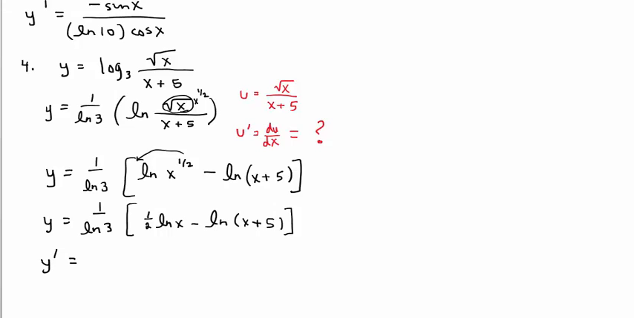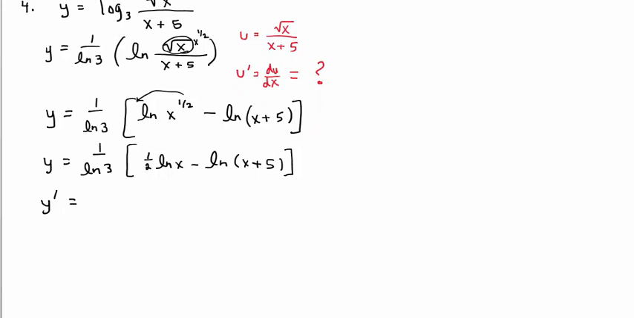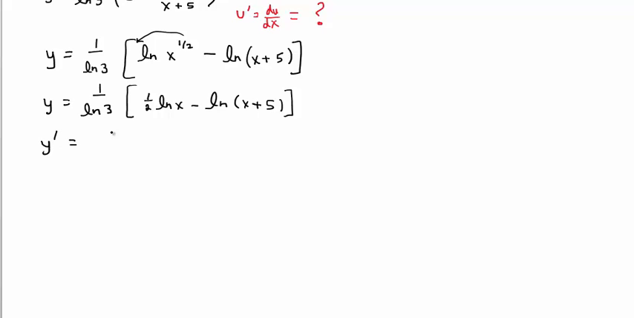Now we're ready to go to y prime. Okay, peeking inside here, we have two terms, so we're going to have to apply the natural log rule to both. We have a constant multiplier here. The derivative of ln of x is just 1 over x. Here, this is our u. So u prime is just 1. So u prime over u, which is 1 over x plus 5.